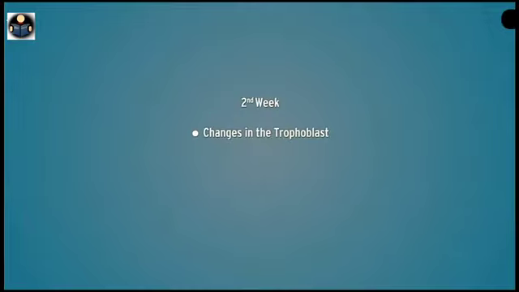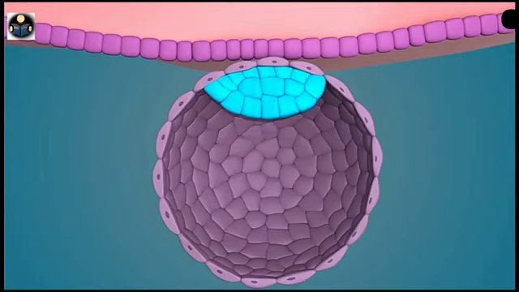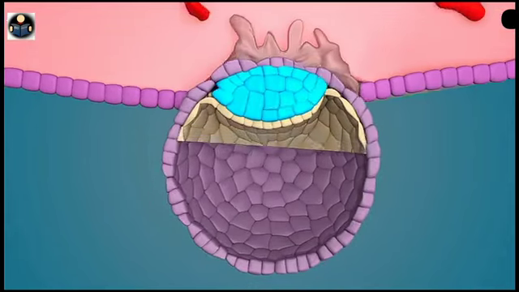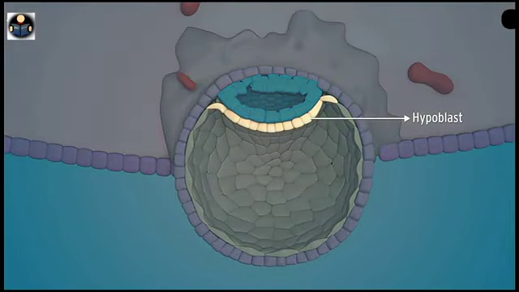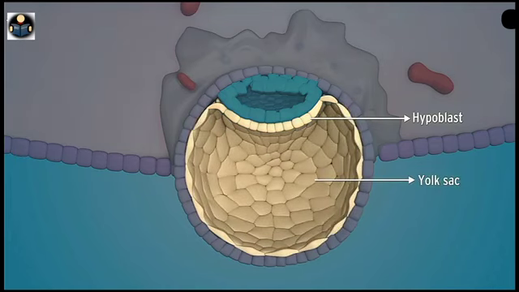Now let us have a look at simultaneous changes that happen in the embryoblast in the second week of embryo development. At this time, the basal blastomeres of the embryoblast facing the blastocystic cavity delaminates to form a single layer of cells called the primary endoderm or the hypoblast. The hypoblast now migrates by proliferation along the cytotrophoblast to form the yolk sac. This layer of cells is also called as the Heuser's membrane.